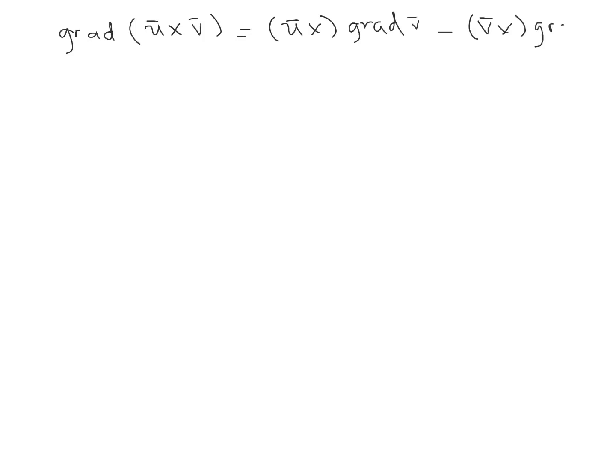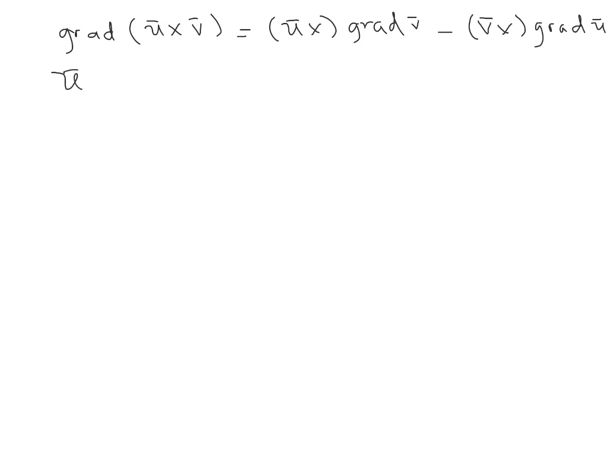So 31 says, show that grad of U cross V is equal to vector cross grad V minus this vector cross grad U. Like I said, know how to write it in component form and check the two sides.